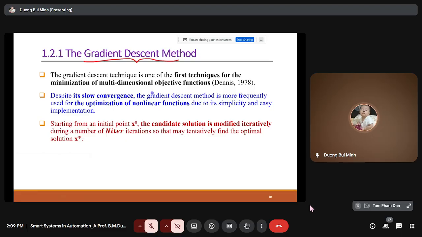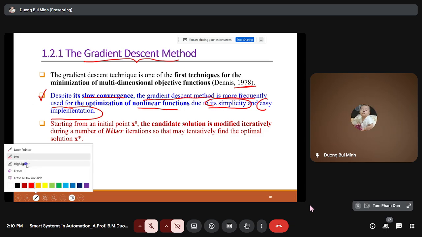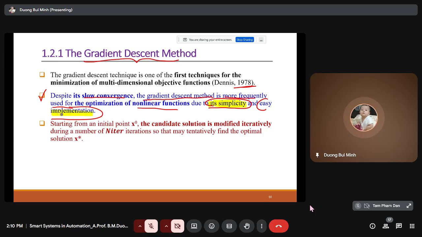Gradient descent methods. This is a very traditional method, developed in 1978. We have some advantages. Despite its slow convergence, the gradient descent method is more frequently used for optimization of numerical functions because of its simplicity and easy implementation. We have simplicity and easy implementation, but of course the disadvantage is slow convergence.